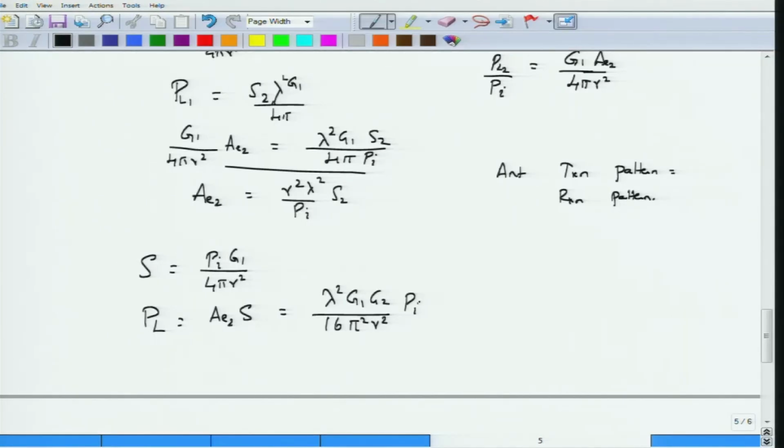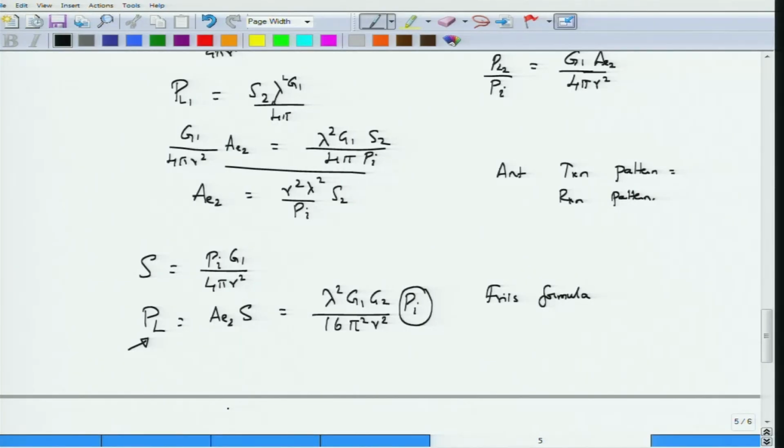This formula is known as the Friis formula or Friis transmission formula, and it tells you that if you start with a power Pi and two antennas whose gains are G1 and G2, the power eventually available at the load or the output terminals of the antenna is inversely proportional to r square, so it is 1 by r square, directly proportional to the product of the two antenna gains, and also proportional to lambda square.